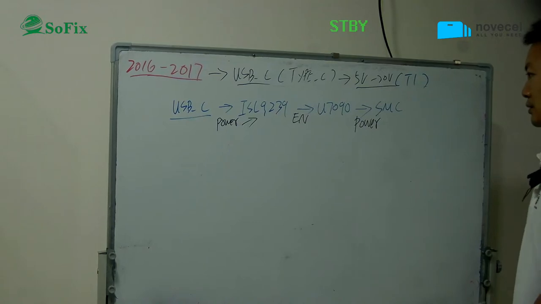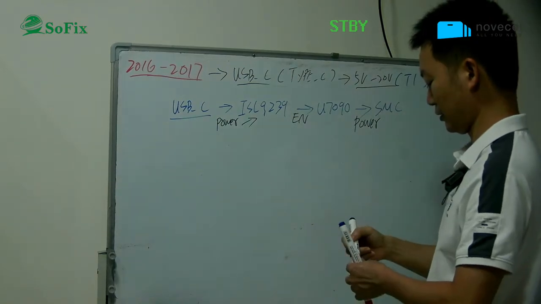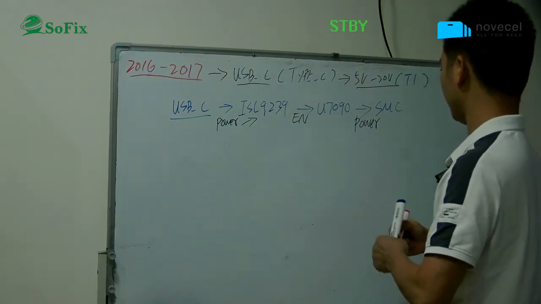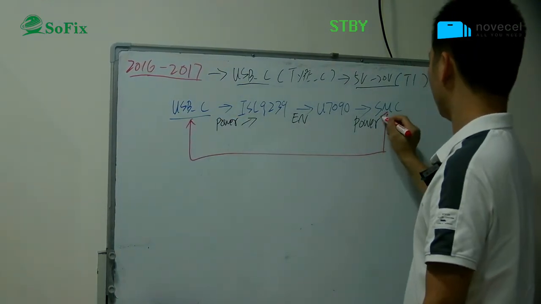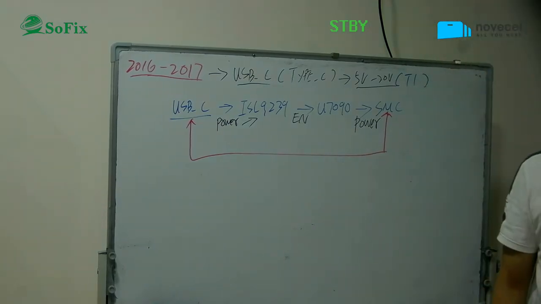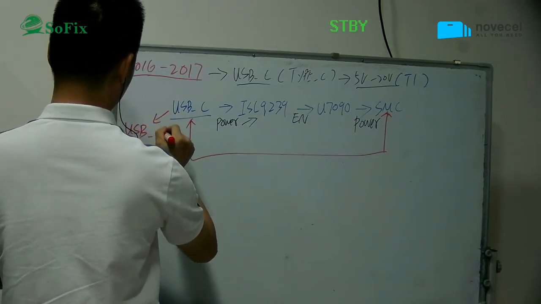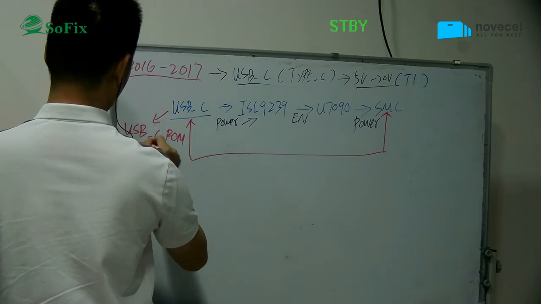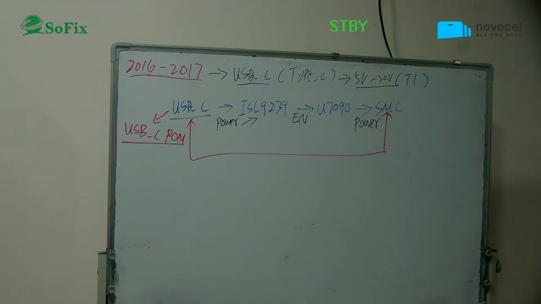Okay, SMC. When the SMC working condition is normal, it communicates the data to the USB-C chip. The USB-C chip also has the USB-C ROM, which holds the data. So now I open the schematic about the T1 socket.